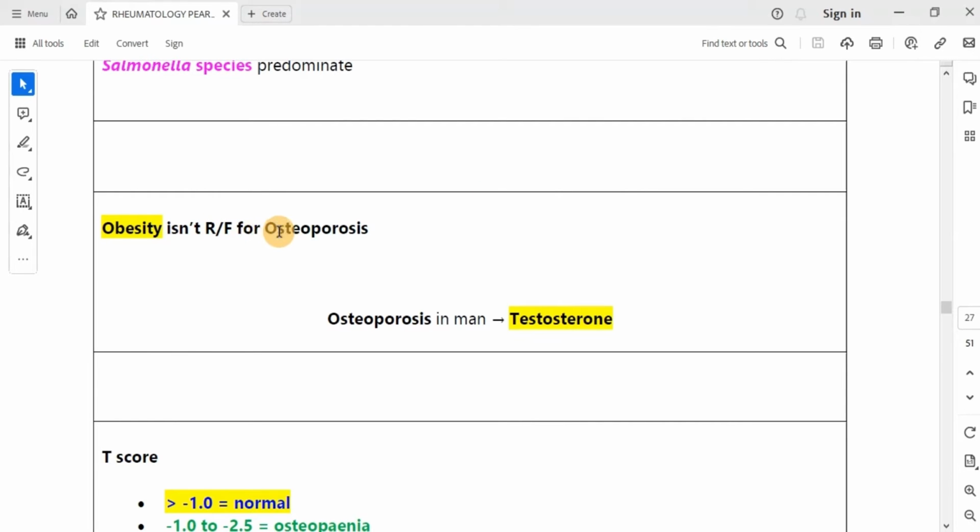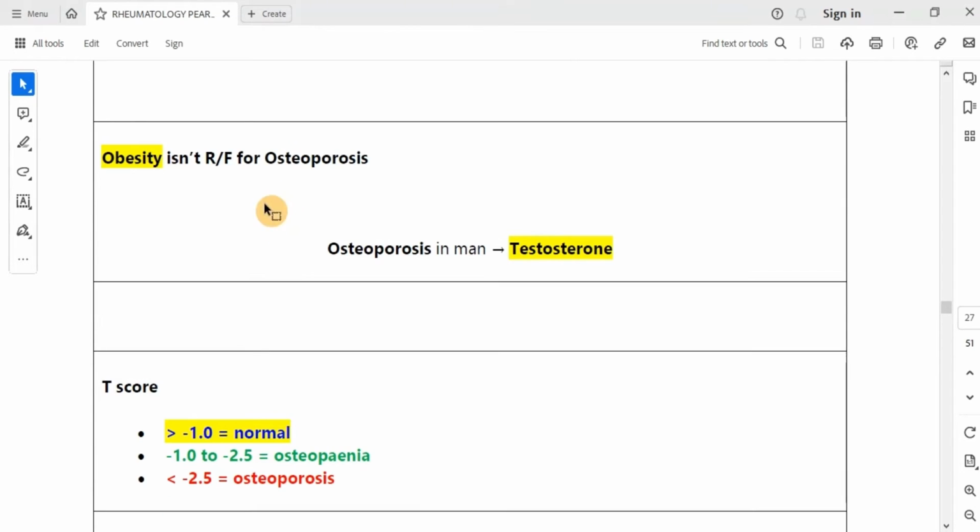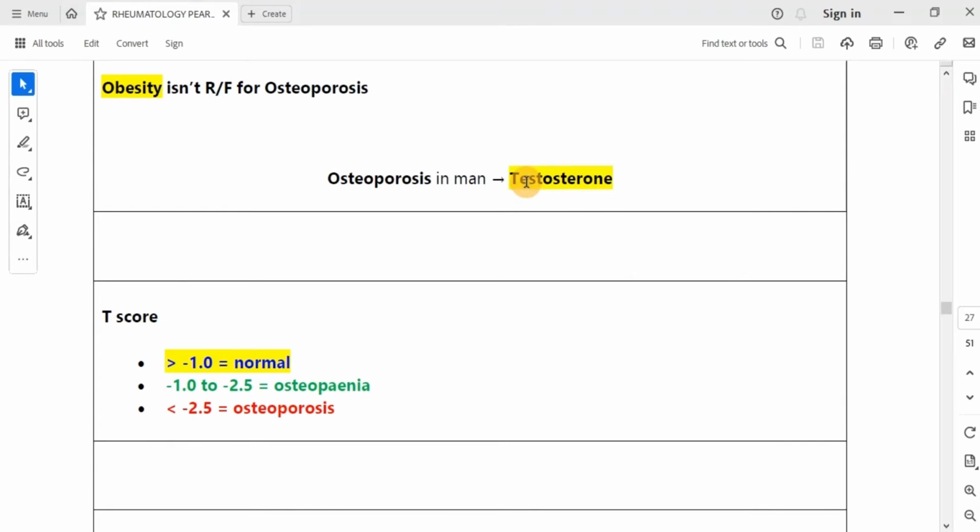Obesity isn't a risk factor for osteoporosis. Rather, being lean and thin, low body mass index, is a risk factor for osteoporosis. Osteoporosis is usually seen in women of the postmenopausal age group, and it is rarely seen in male patients. But if osteoporosis is seen in a male patient, think of testosterone deficiency, so go for measurement of testosterone.